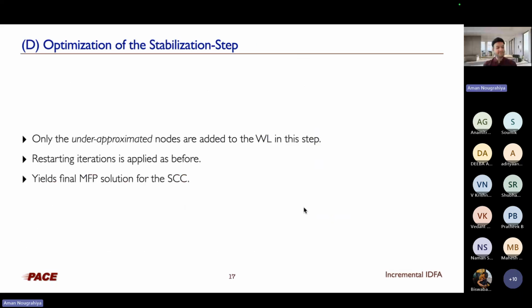Okay, so the stabilization step doesn't require any illustration. It's something very simple where we say that instead of starting with all the nodes that were processed in the initialization step, let us start only with those nodes which are under-approximated. And from those nodes, the restarting iterations are applied as before. And then we have proved that it will yield the final MFP solution.